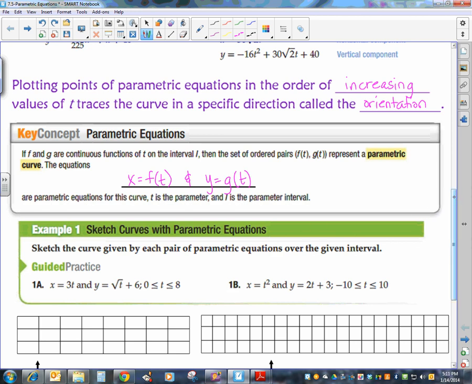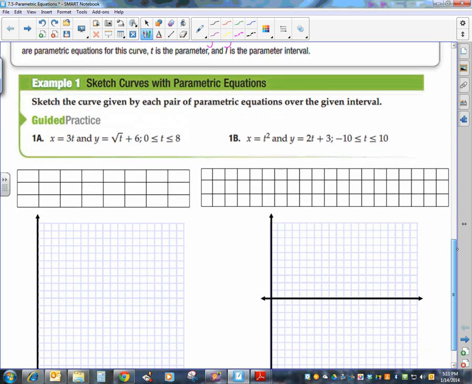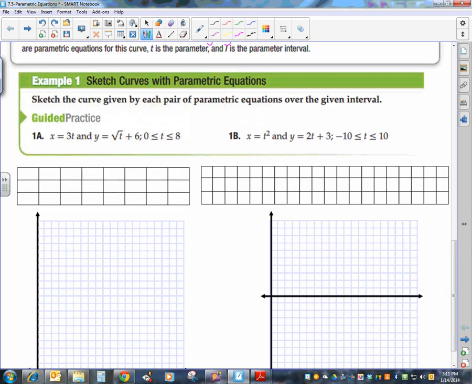We're going to start off with sketching with parametric equations. When you have these, you have two equations: x equals something and y equals something, both in terms of t, and we're told to go t between 0 and 8. So I'm going to have a chart with t, x, and y. I'm going to stop for a minute and go fill in the chart.